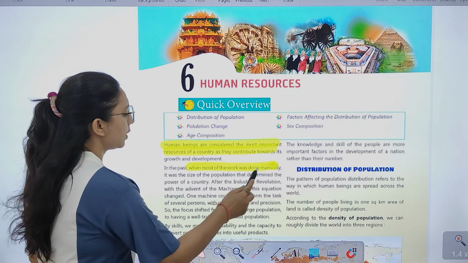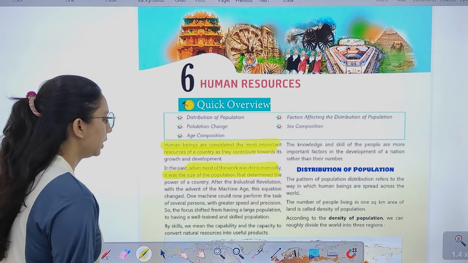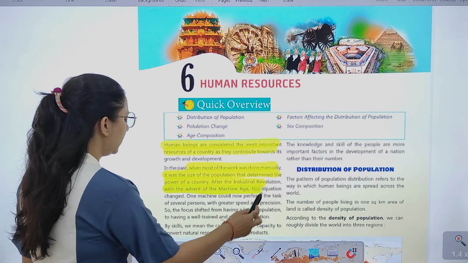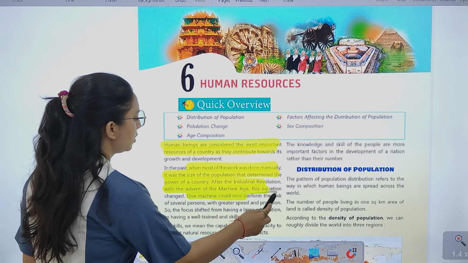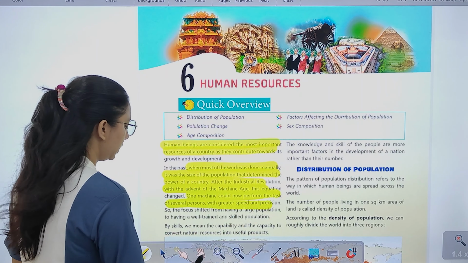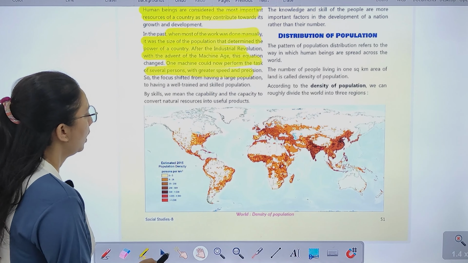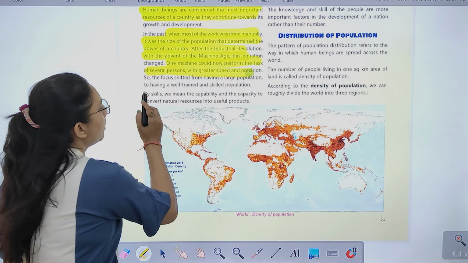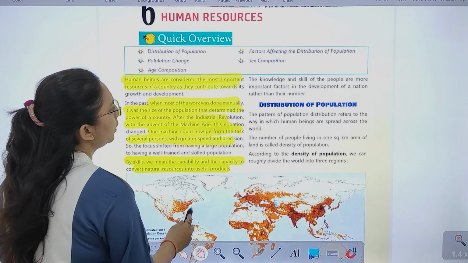Right, in the past when most of the work was done manually, it was the size of the population that determined the power of the country. After the industrial revolution, with the advent of the machine age, the equation changed. What happened? Machines could perform the task of several persons with greater speed, and the focus shifted from having a large population to having well-trained, skilled workers. By skill we mean the capability and capacity to convert natural resources into useful products.